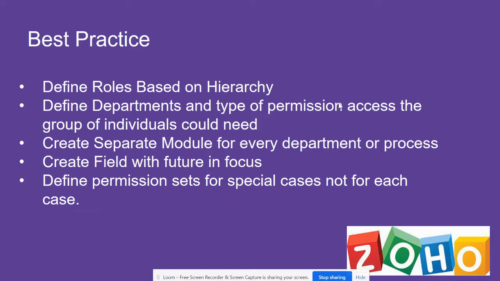So anyone above me can see my data, but I can't see the data of anyone above my position. This is very important, because when you are defining hierarchies, you need to know what your exact organizational hierarchy is, because there are thousands of types of businesses, and every business is unique and different. So it's very important that you know your hierarchy, and based on that, you define your roles. Then we have departments and types of permissions.